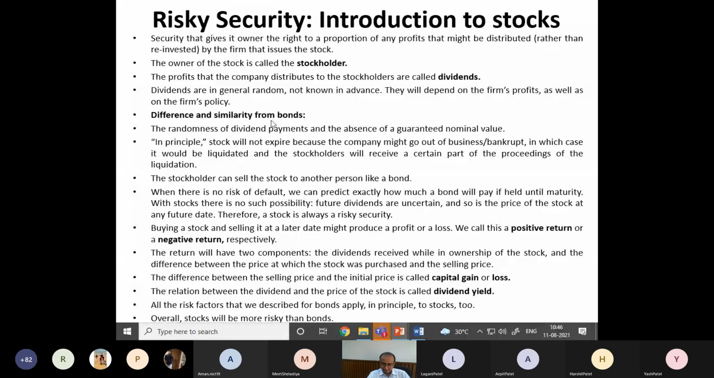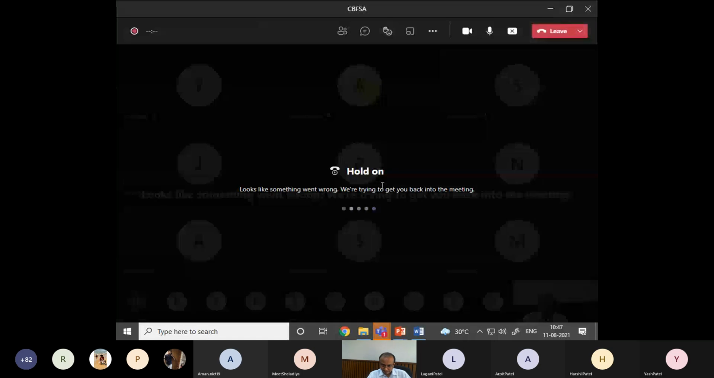One is the randomness of the dividend payment and the absence of a guaranteed nominal value. If you buy a stock today at some price, there is no nominal value attached to this stock. Its base value is fixed, but the nominal value is not fixed. Meaning whenever you sell, there is no guarantee which value you will get. So in principle, it will not expire. It has no maturity, right?